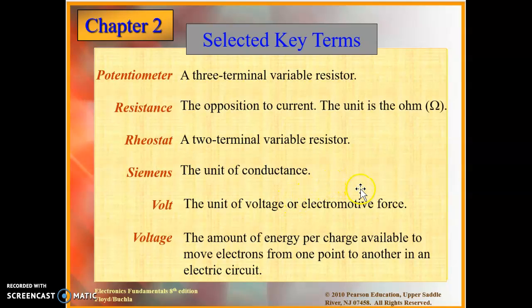Potentiometer, we saw that it is a variable resistor that has 3 terminals. The middle terminal is the one that you can move to take any value within the range of the potentiometer. We saw that resistance is what opposes or fights the flow of current. A rheostat is a type of variable resistor. Siemens are the units for conductance. Volts are the units for voltage.